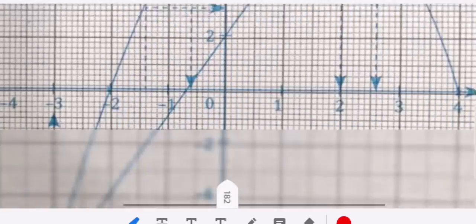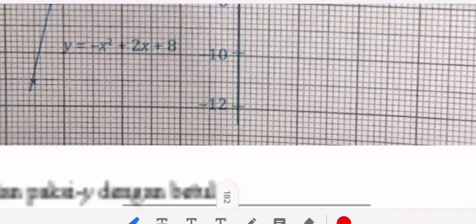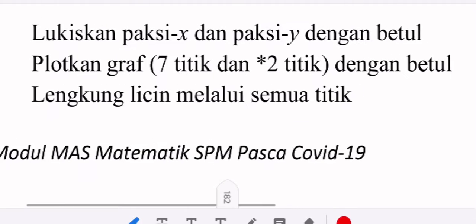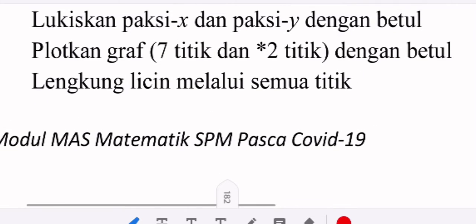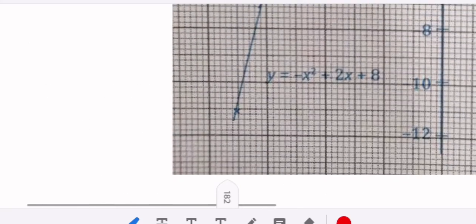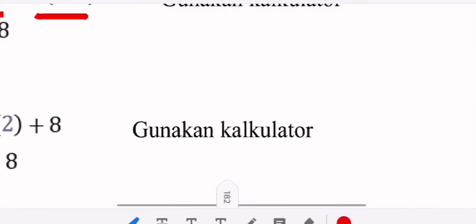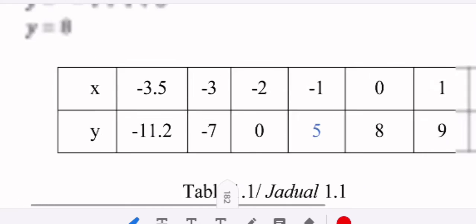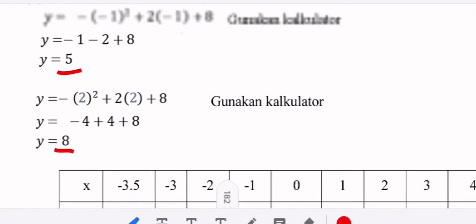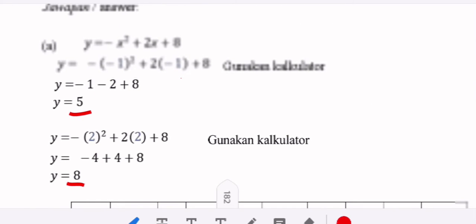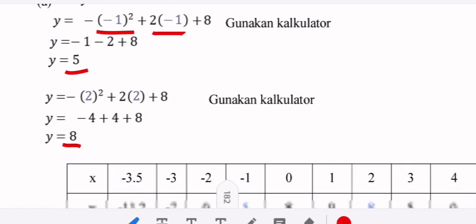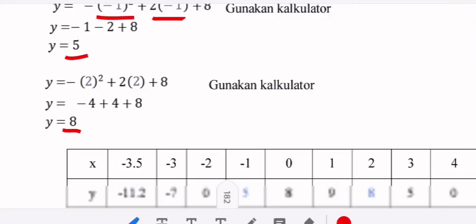And then you must use your graph to find the value of the x or y given by the question. You are not allowed to use a calculator. Alright, you must use your graph to solve the x and y asked by the question. Right? Do you understand how to do?